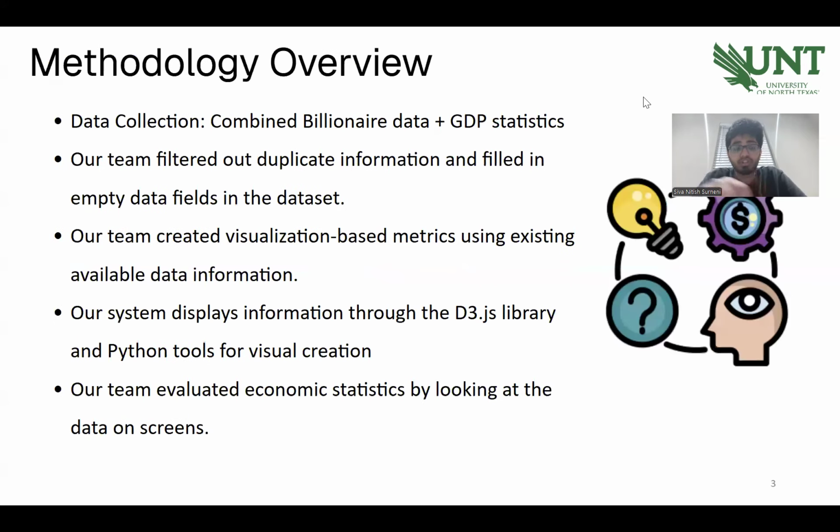So, moving to the methodology, we used data sourced from Forbes for billionaire details and the World Bank for GDP data. We undertook thorough pre-processing: missing values were imputed logically, duplicates were removed, and category fields were standardized for clean visualizations.